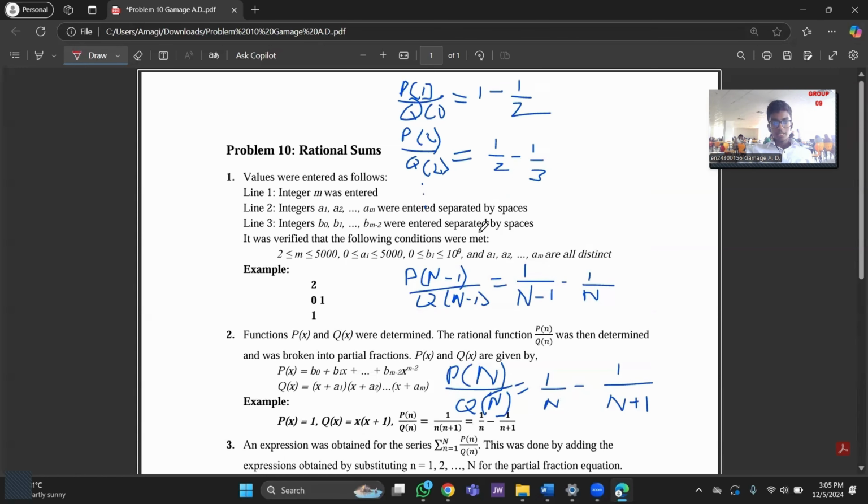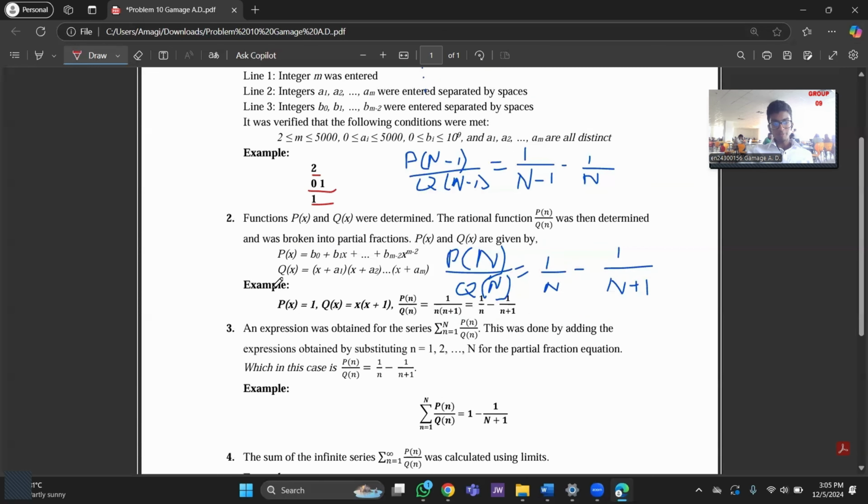Okay, so this is basically how we enter the data, and these are the conditions we have to follow. Here we have entered the values for m, the a values and the b values. Functions px and qx are defined like this. We substitute m and the values for a and b to determine the functions as seen here.